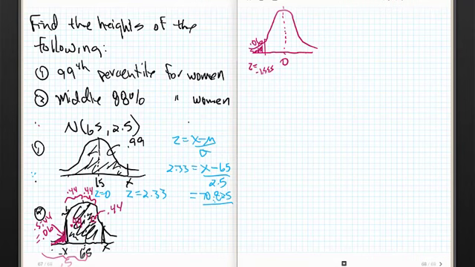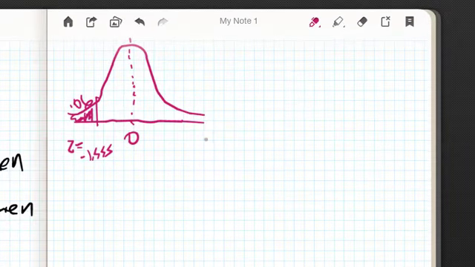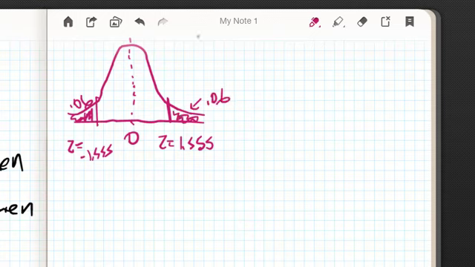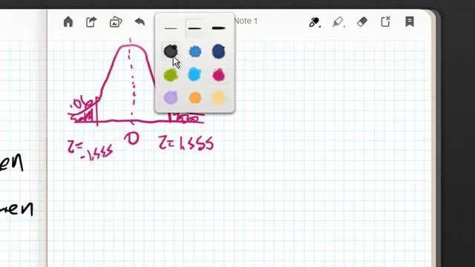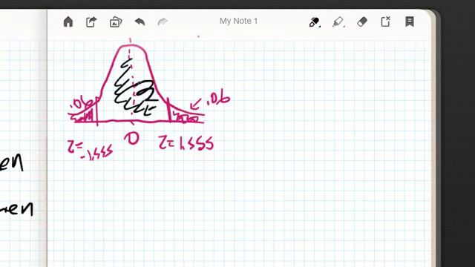Now, remember, symmetric. We have this symmetric property, which means that if this is z equals negative 1.555, then this right here is z equals positive 1.555. And the area out here must also be 0.06, which implies that the area in between is, ta-da, 0.88, which represents the middle 88% of women. Problem is we haven't answered anything yet. I need to know what that height is.